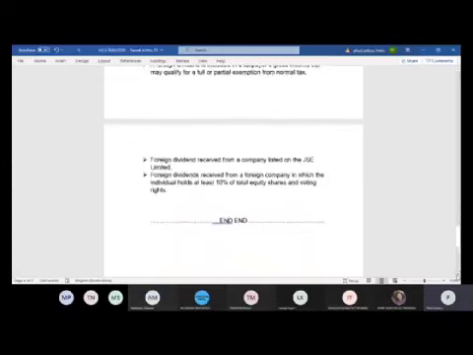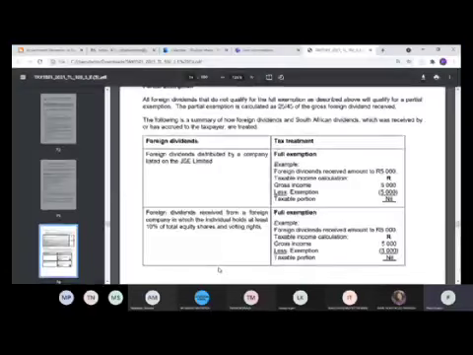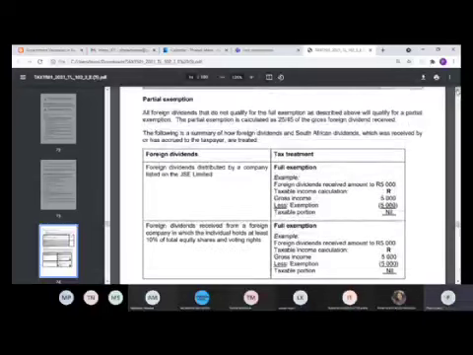Foreign dividends received from a company listed on the JSE Limited. Foreign dividends received from a foreign company in which the individual holds at least 10% of the total equity shares and voting rights. I want everybody else to look at the screen that is displayed now. Ladies and gents, let's have a look at what's called a partial exemption when it comes to the foreign dividends. So there are two columns here, where it deals with your foreign dividends as well as how they treat it in terms of tax.